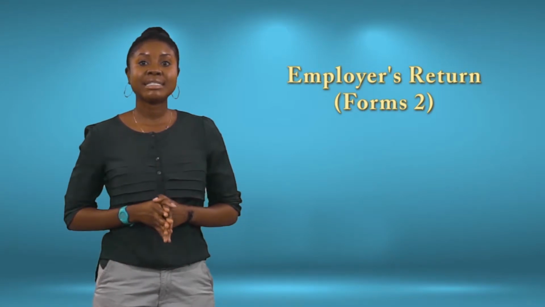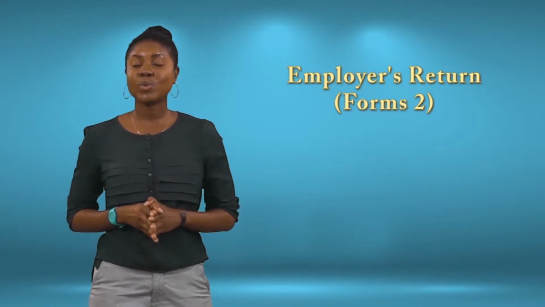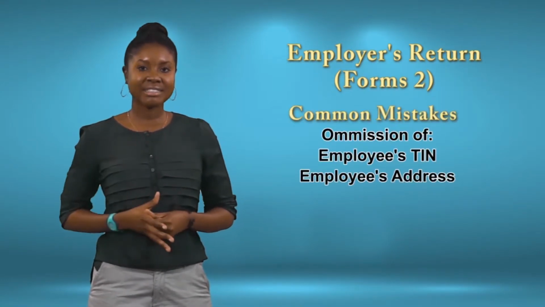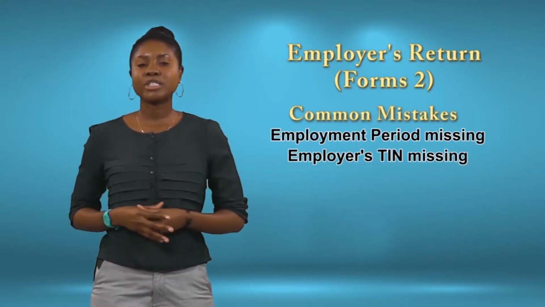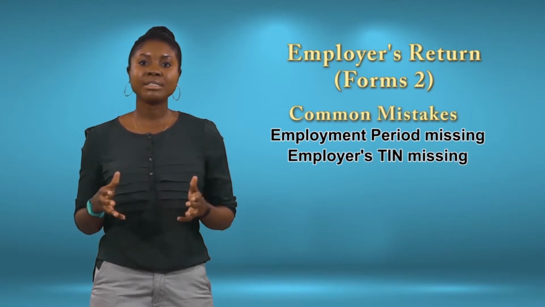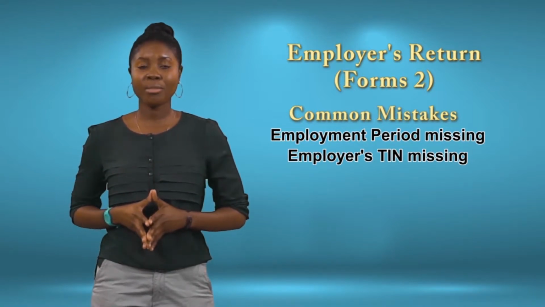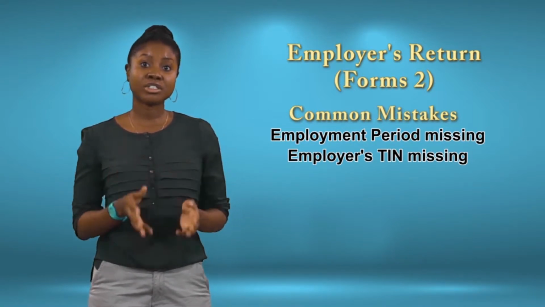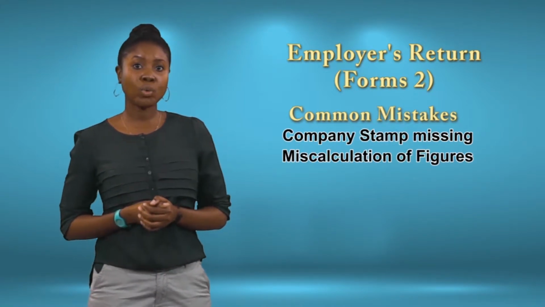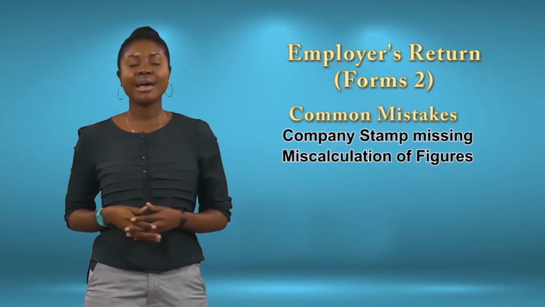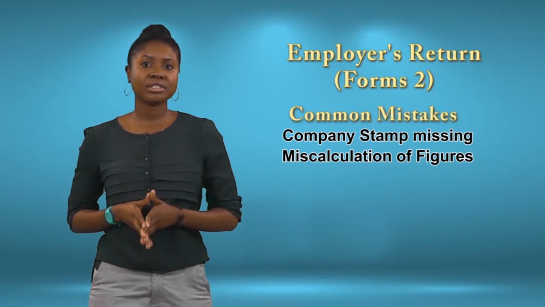Some common mistakes employers make when completing the Form 2 are omission of employee's TIN, omission of employee's home address, period employees were employed, for example, months employed not stated on the form, employer's TIN not inserted on the forms, absence of company stamp on the Form 2B, which is a summary sheet, and miscalculations of figures.